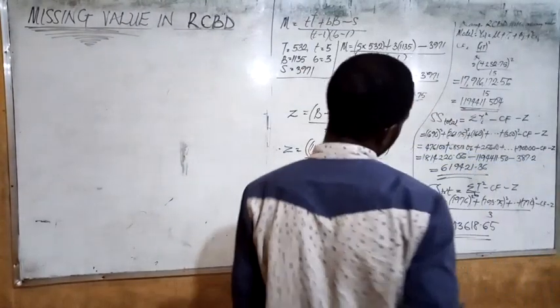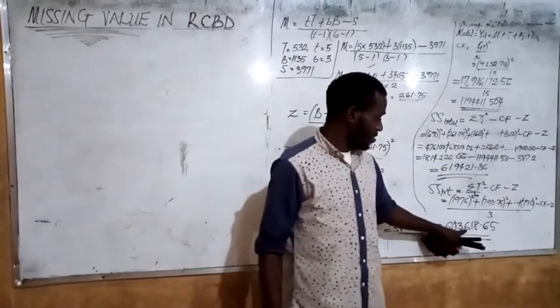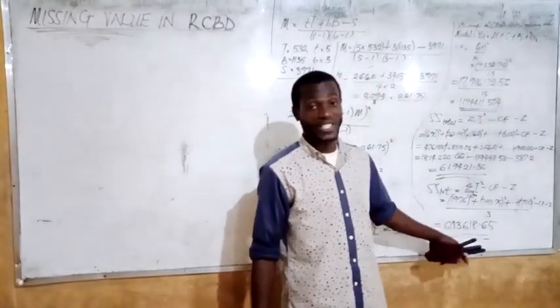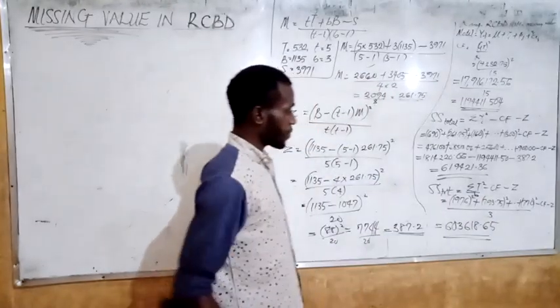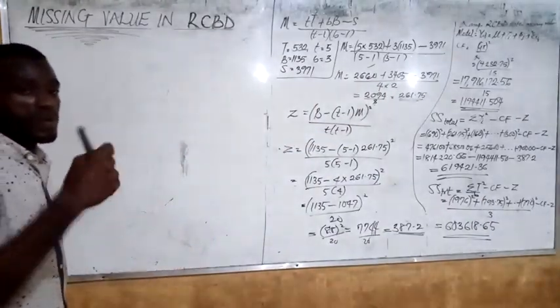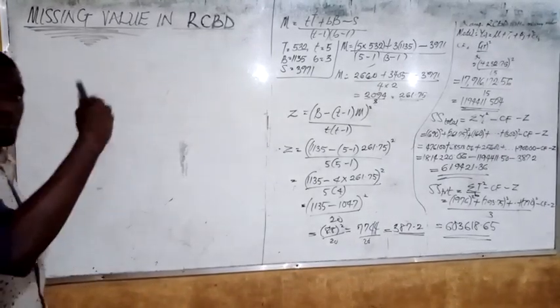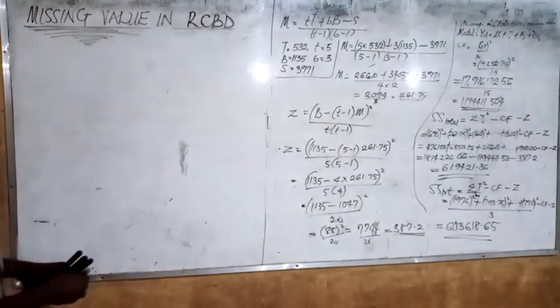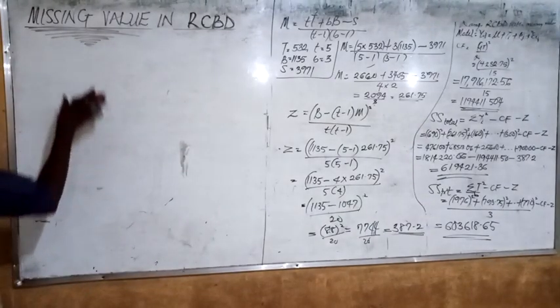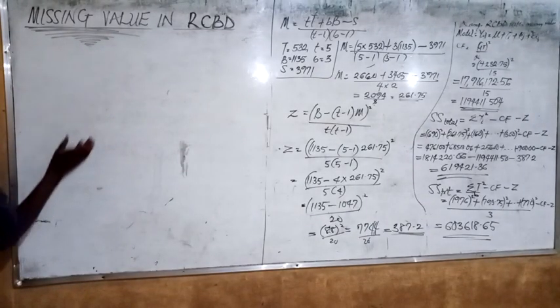So the answer is still 603,618.65. It's because I have computed that before. So you divide by 3, which is the number of replicates for the treatment. The number of replicates for treatment in RCBD is the number of blocks, while the number of replicates for block is the number of treatments. The blocks are repeated treatment number of times.